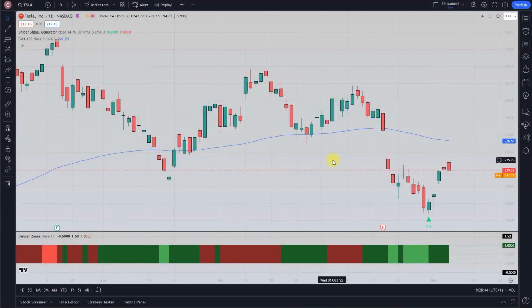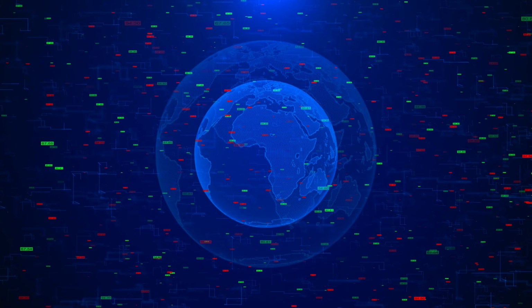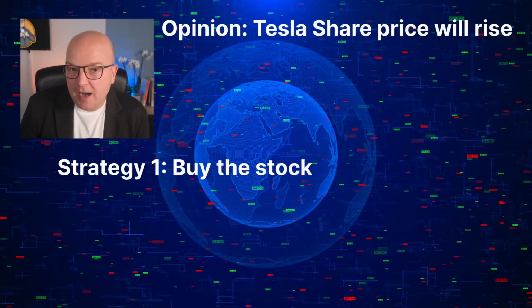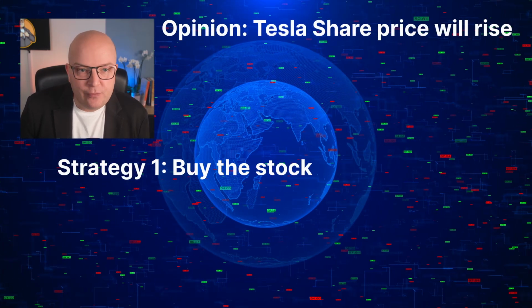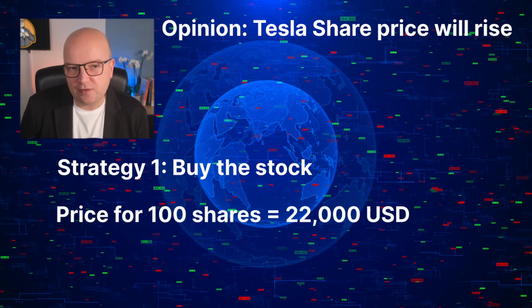For this, we are going to look at options that are based on the stock of Tesla. So Tesla is the so-called underlying asset. Tesla is at the moment trading at around $220 per share. Let's say we think that the price of Tesla should appreciate over the course of the next month. In order to profit from this, we could of course buy Tesla shares. If we want to buy 100 shares, we would need to pay $22,000 for that.